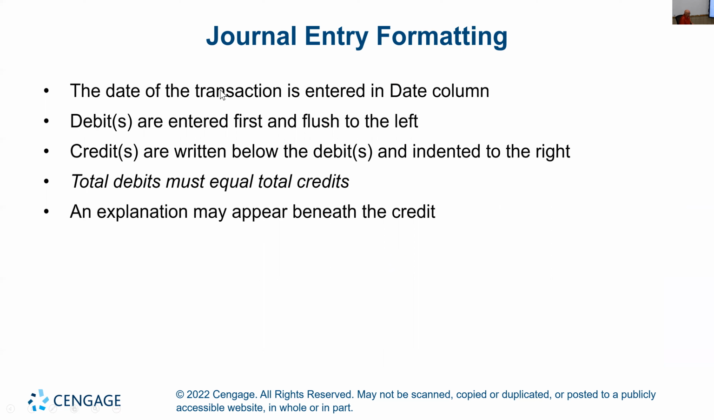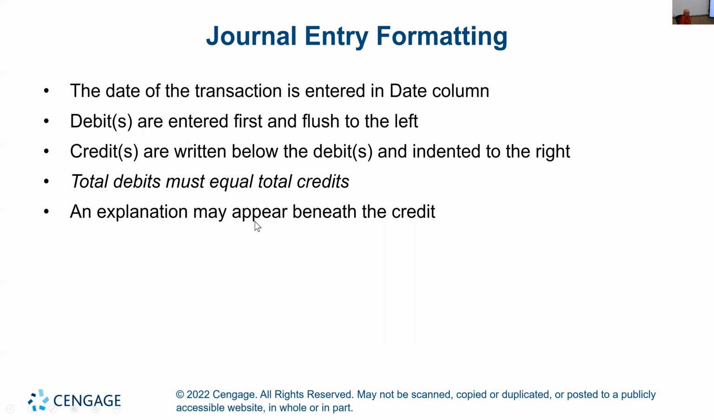Just to reiterate this, the date of the transaction is entered in the date column. Debits are always entered first and flushed to the left. Credits are written below the debits and indented to the right. Total debits must always equal total credits. We always have to balance that out. Debits and credits must be even, because that keeps the accounting equation intact.